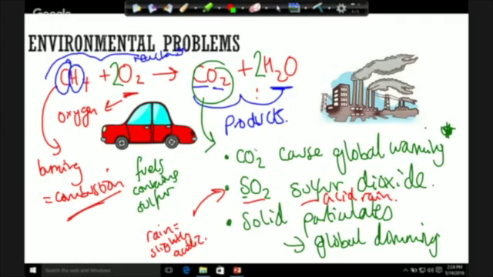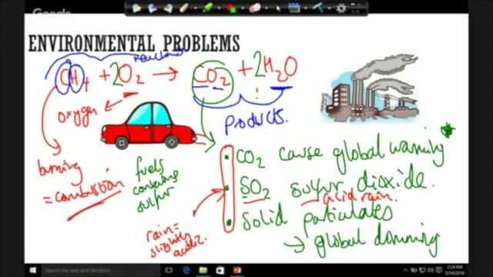Okay, so 3 environmental problems associated with burning fuels that we need to remember. Carbon dioxide causes global warming, sulfur dioxide causes acid rain, and solid particulates, that means solid bits coming out, for example, of the car exhaust, that would cause global dimming. We don't see it very much in this country, but we do see it in countries such as China. We get lots of smog.